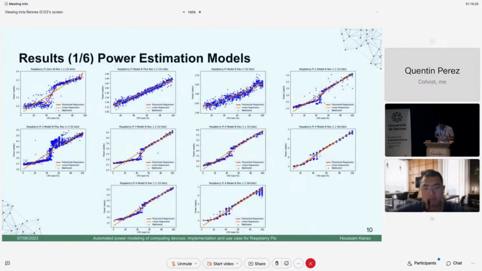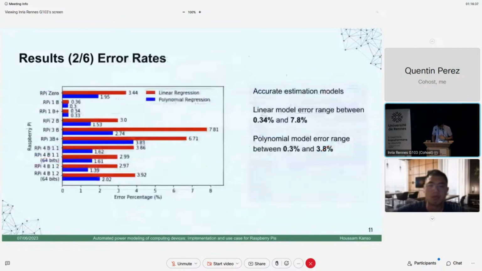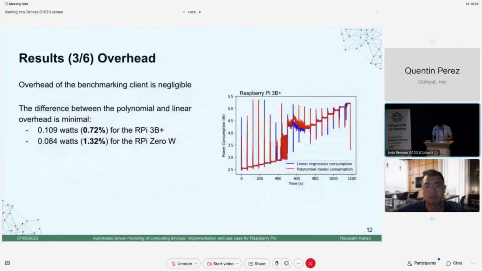For our results, we have generated models for all the devices, the Raspberries that we saw in the previous slides. We have calculated the error rates of these power estimation models. For instance, they range for the linear ones from 0.34 to 7.8%, and for the polynomial ones from 0.3 to 3.8%. Then we calculated the difference in the overhead between the linear and the polynomial to see, do we prefer using polynomial or linear? And we found that the difference was really small.